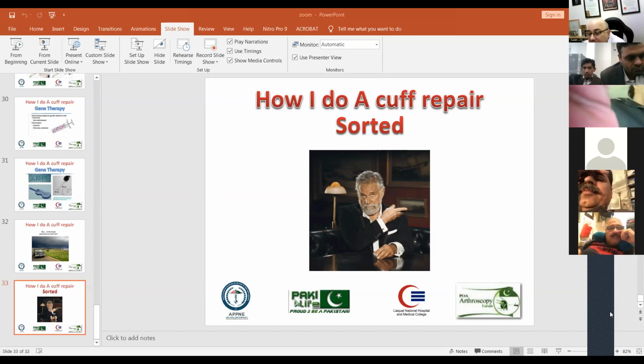With a mini open repair, you localize your tear with a needle. You do an arthroscopic tidy up and clean up, then you localize the tear with a needle, and then you open just a small area around the needle, find the cuff and repair it. The re-tear rate of mini open is less than 3%. The re-tear rate of an arthroscopic repair is more than 15%.